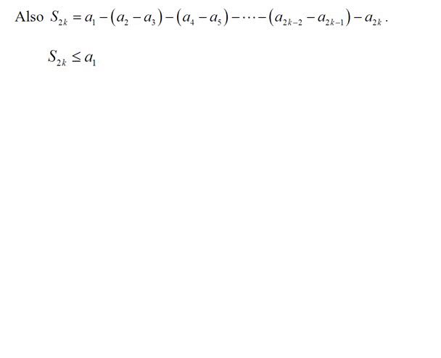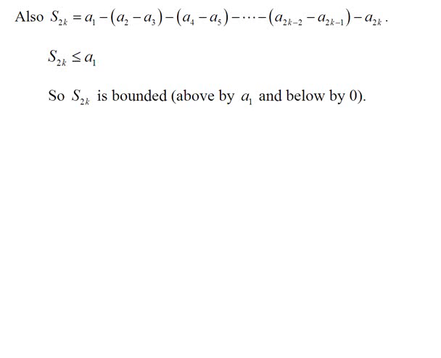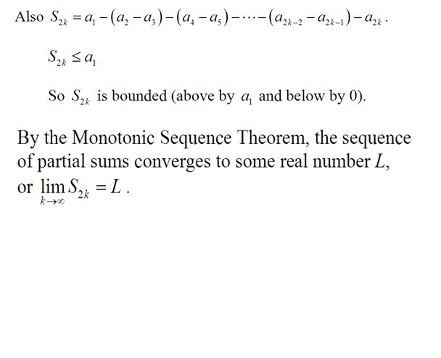I showed on the previous slide that s sub 2k is bounded below by 0 and that it's increasing. Therefore, by the monotonic sequence theorem, the sequence of partial sums converges to some real number L. If you've forgotten the monotonic sequence theorem, it might help you to remember that we used this theorem to derive and show the convergence of a sequence that approaches the Champernowne constant, which contains the text of every book ever written.